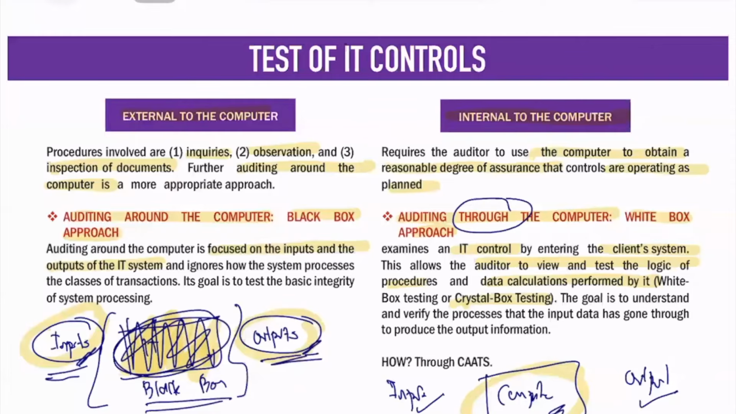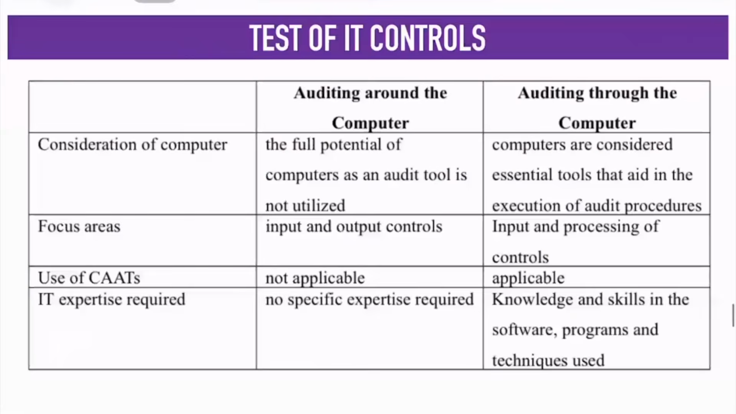And why do we need this white box? Of course, to determine the logic of the procedures or the control itself. So we need now to verify the processes. Now, how do we verify the processes? To verify the processes, we use now your CAATs. Dito na pumapasok yung CAATs ninyo. Saka lang magka-CAATs uli pagka may auditing through the computer. Pag around the computer, may CAATs ba? Wala. Walang CAATs. So let's look into the differences.